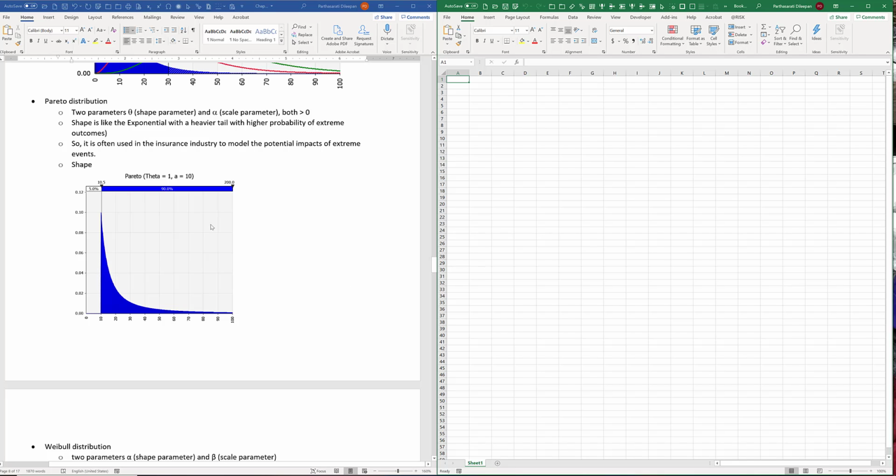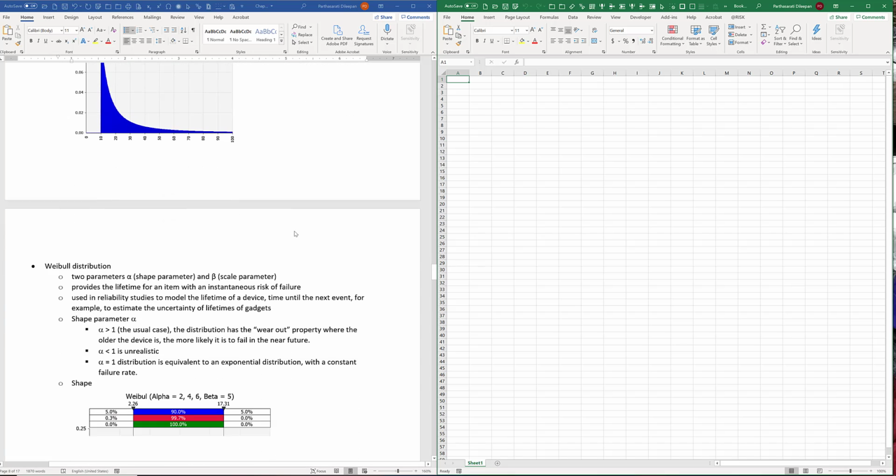It's often used in the insurance industry to model potential impacts of extreme values, because the extreme value probabilities are a little bit higher. So usually the occurrences are in this range, but occasionally there is an extreme value, which is what we want to protect against in insurance industries.